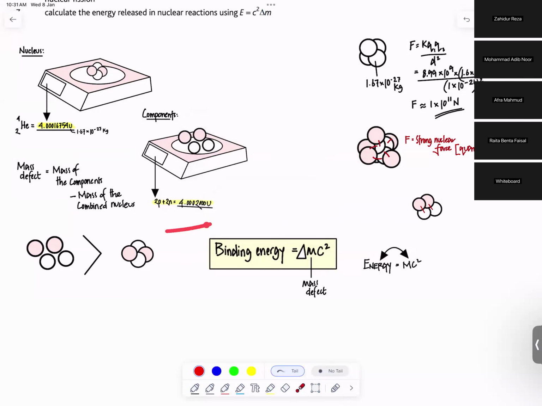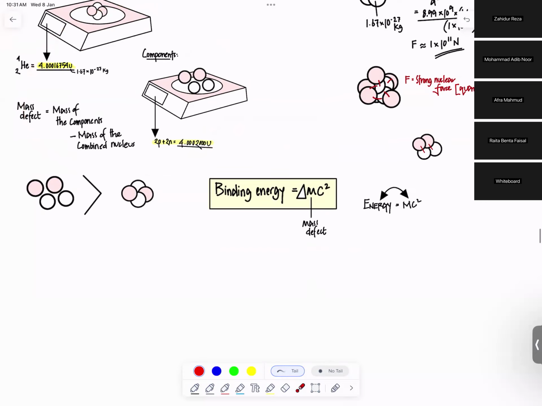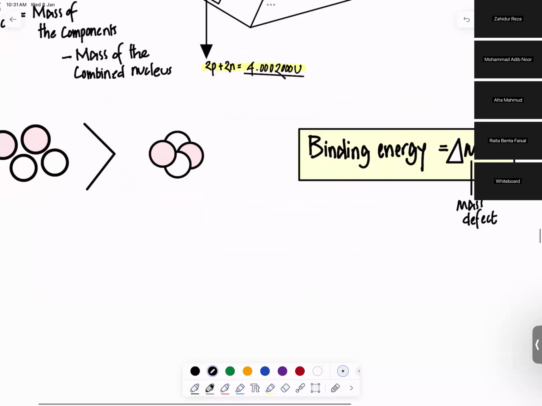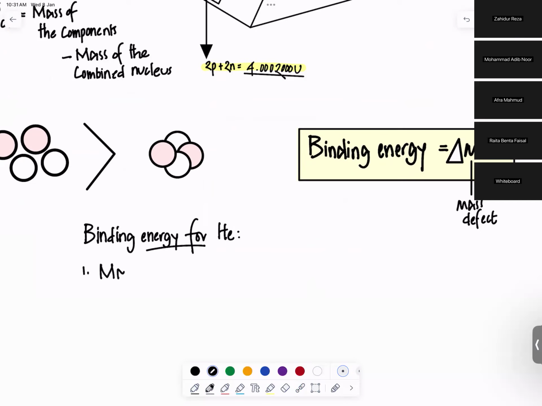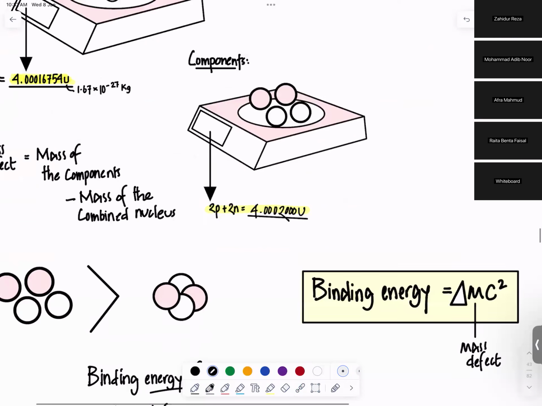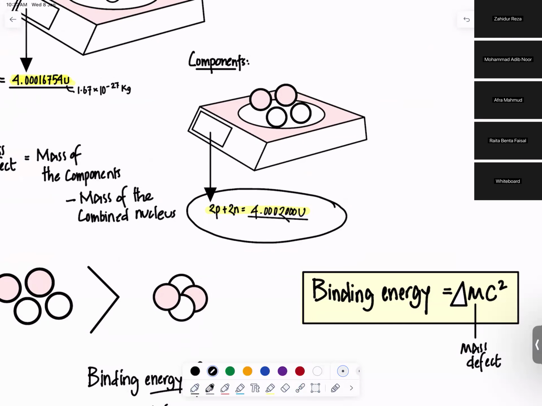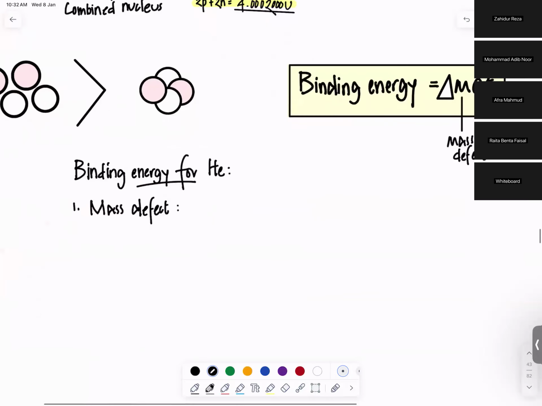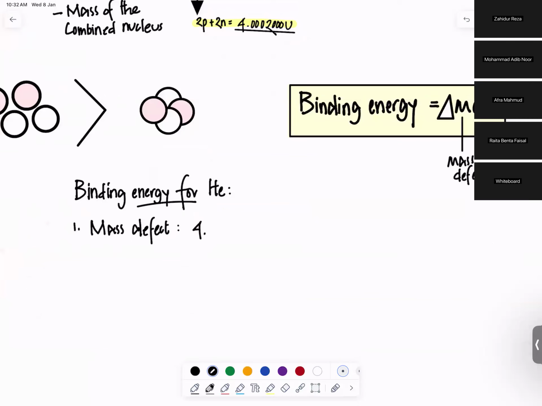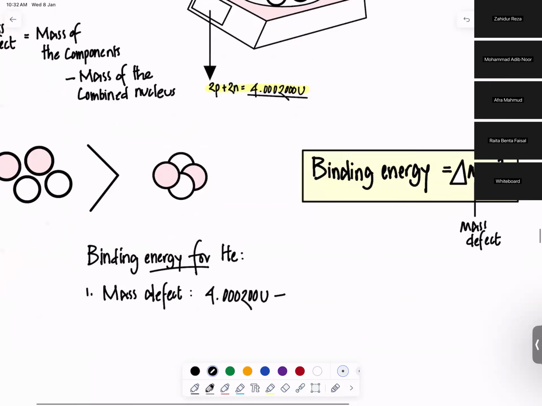So আমি যদি এইটার binding energy বের করতে চাই কি করব? Let's try, okay? So binding energy for helium, let's say. What do we do? So first of all, step number one is we find the mass defect. So how does one find the mass defect? You find the mass of the components individually, and then you find the mass of your particle together, right? So you can, হচ্ছে 4.000200 U minus that one.